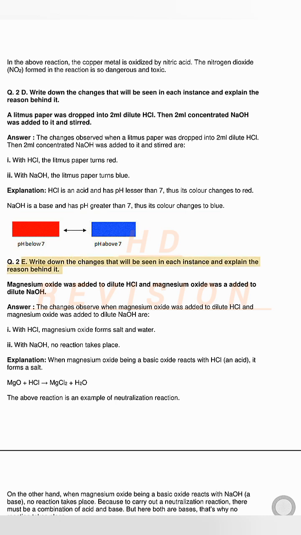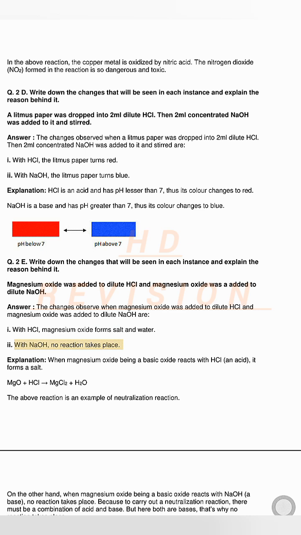Q2. E. Write down the changes that will be seen in each instance and explain the reason behind it. Magnesium oxide was added to dilute HCl and magnesium oxide was added to dilute NaOH. Answer. The changes observed are: I. With HCl, magnesium oxide forms salt and water.